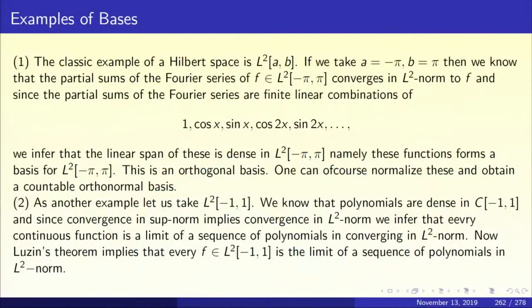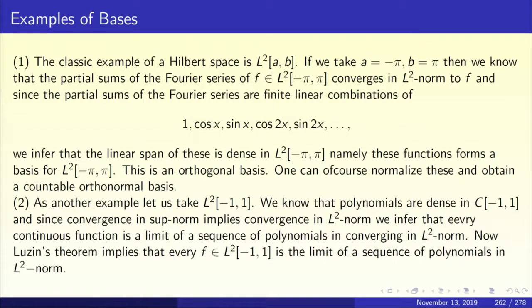So, now let us look at a number of examples of basis in Hilbert spaces. Let us take our favorite examples of Hilbert spaces and write down a basis in these Hilbert spaces. The classic example of a Hilbert space is L2 of [a, b], a closed interval. Since we are discussing Fourier series, we would take a to be minus pi and b to be pi. So, we are looking at L2 of minus pi to pi.